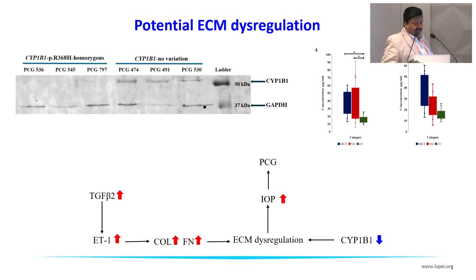And we find a different kind of pathway because the TGF-beta is regulated by endothelin-1, which is a vasoconstrictor. What we find is that in cases which do not harbor CYP1B1, we have overexpression of CYP1B1. Those with homozygous mutations usually do not have CYP1B1, and endothelin-1 is overexpressed in the aqueous humor of these patients who harbor CYP1B1 variations, indicating that the pathogenesis could be due to ECM dysregulation, which is contributed further by other ECM matrix and the endothelin-1, which actually increases the TGF-beta and reduces CYP1B1.